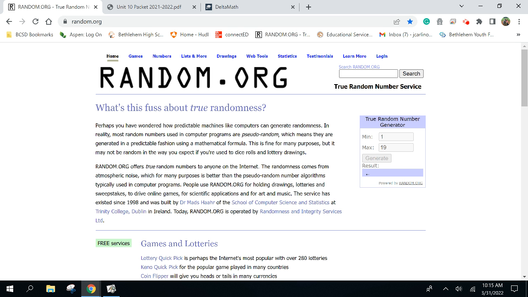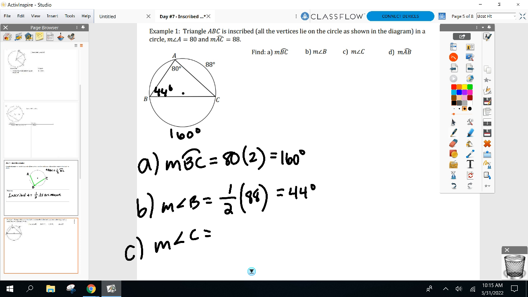Look what I gave you in the diagram. 80 plus 44, and then 180 minus that. It's the third angle where I know the other two in a triangle. So I can do 180 minus 80 minus 44. What's that one end up being? 56. All right, so that's 56.